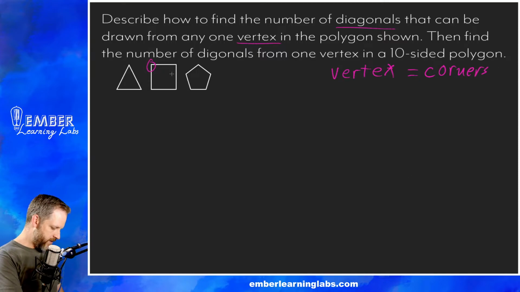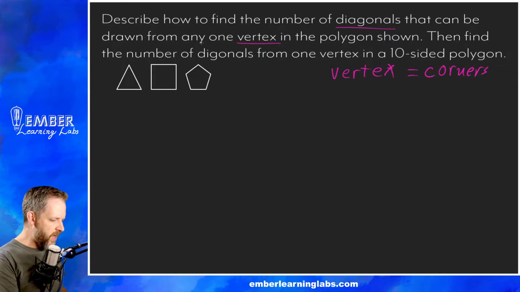So this shape over here has 3 vertices. This is a triangle. It has 3 sides, 3 vertices. This shape right here is a rectangle. It has 4 sides and 4 vertices. This one is a pentagon, 5 sides, 5 vertices, etc. Right? Makes sense? Easy peasy, lemon squeezy.